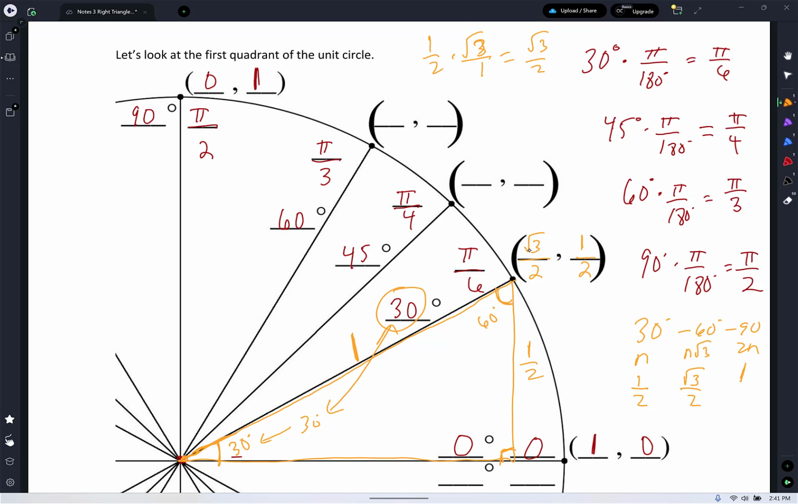I see another 30, 60, 90 triangle. Do you guys see another 30? I feel like Dora the Explorer. Do you guys ever watch Dora the Explorer? That's exactly how she talks. I see. I'll stop. And then she's like, do you see?